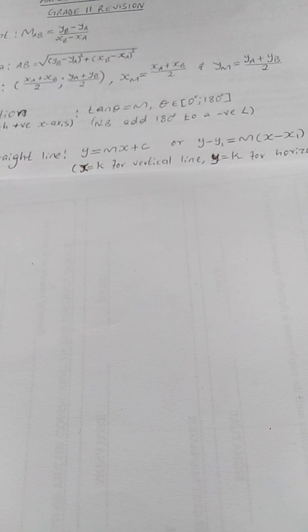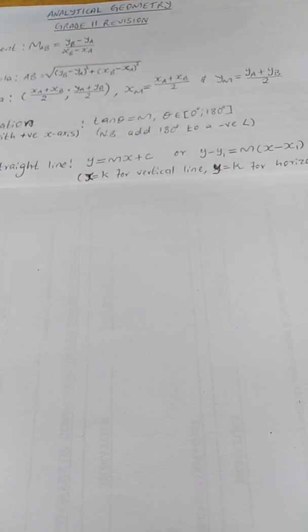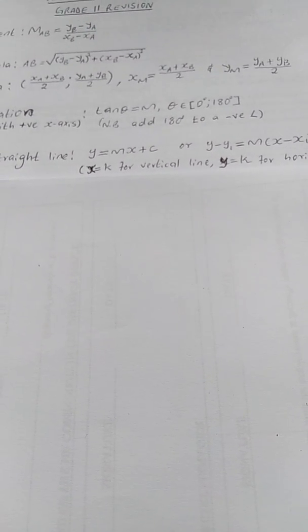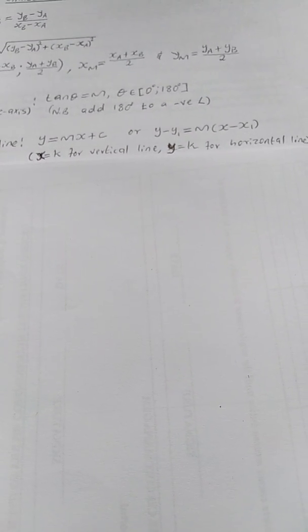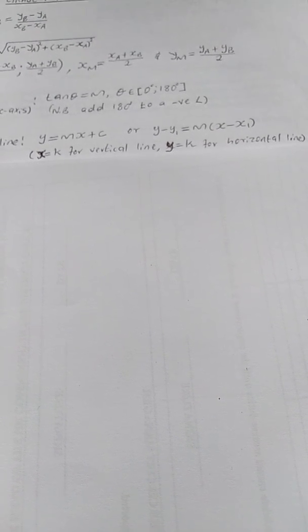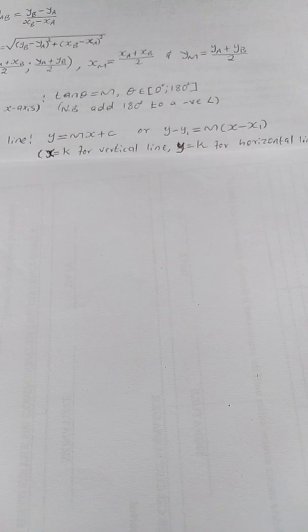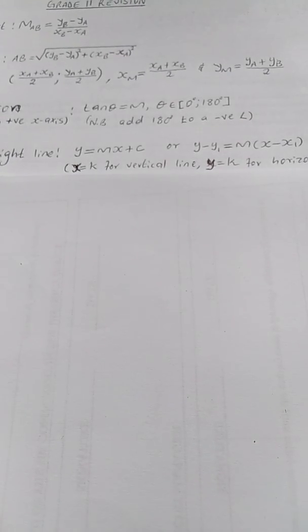If you're not given a gradient, obviously you have to try and find a way of firstly finding the gradient, then find the equation. Also, we say if you want to find the equation of a straight line that is a constant, a vertical line, x is equal to k, where k is a constant, or if it's a horizontal line, y is equal to k, where k is a constant. So basically, if you are given two coordinates and they ask you to find the equation of a vertical line, you just look for the x value of those coordinates. Then that becomes the equation of the vertical line.